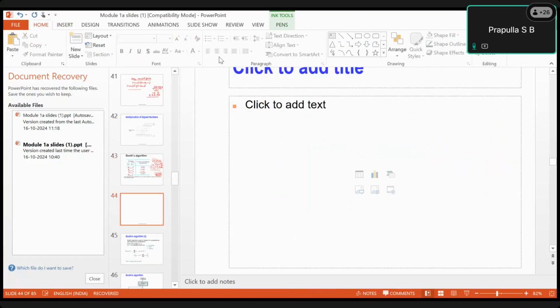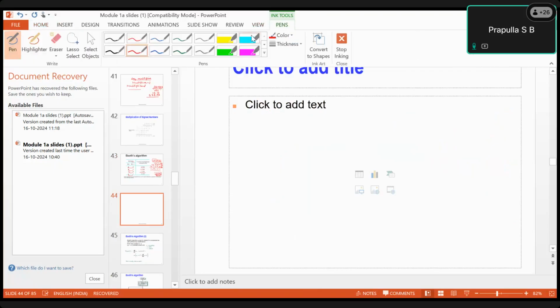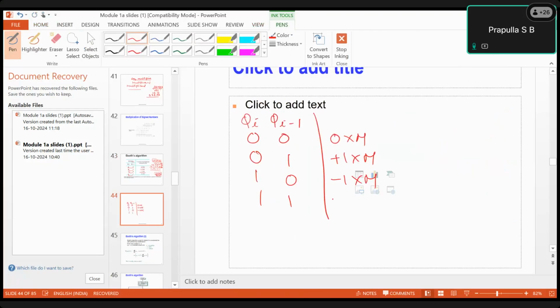I'll just write this code for you so that we can perform it very easily. I have qi and qi minus 1 bits. For 0 0, what is the recoding? 0 into m. For 0 1, it is plus 1 into m. For 1 0, it is minus 1 into m. For 1 1, it is 0 into m. This is very, very important.